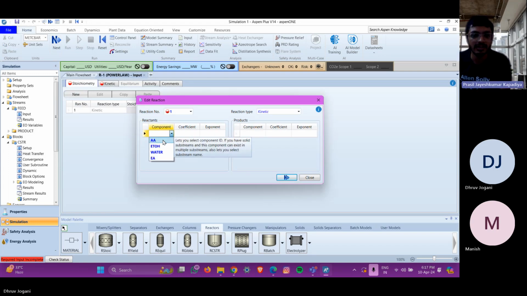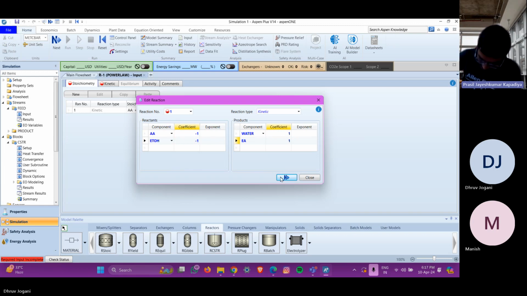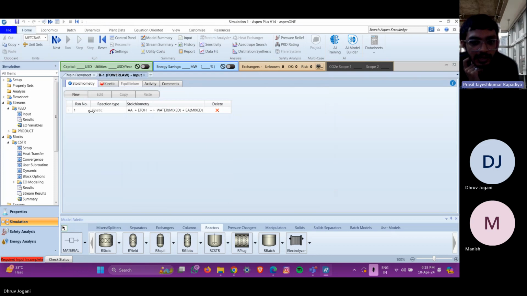The reaction is acetic acid plus ethanol giving water plus ethyl acetate. All the stoichiometric coefficients are 1. Now the statement says that both the reactions are first order with respect to each of the reactants. So what should we add in the exponent? Sir, 1 1 to acetic acid and ethanol and 0 0 to everything else. Okay, just add 1 1. We don't need to write 0 0.